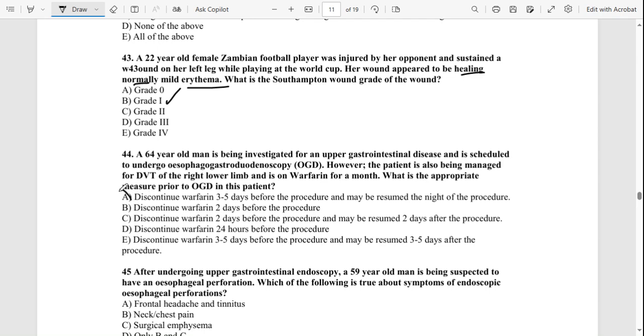So the best answer you can pick is A. Discontinue warfarin 3 to 5 days before the procedure, and it may be resumed the night of the procedure.